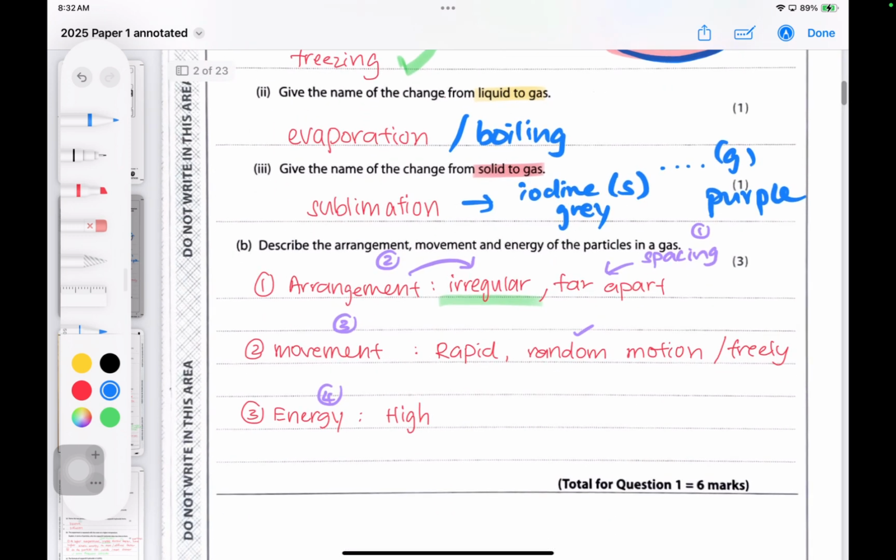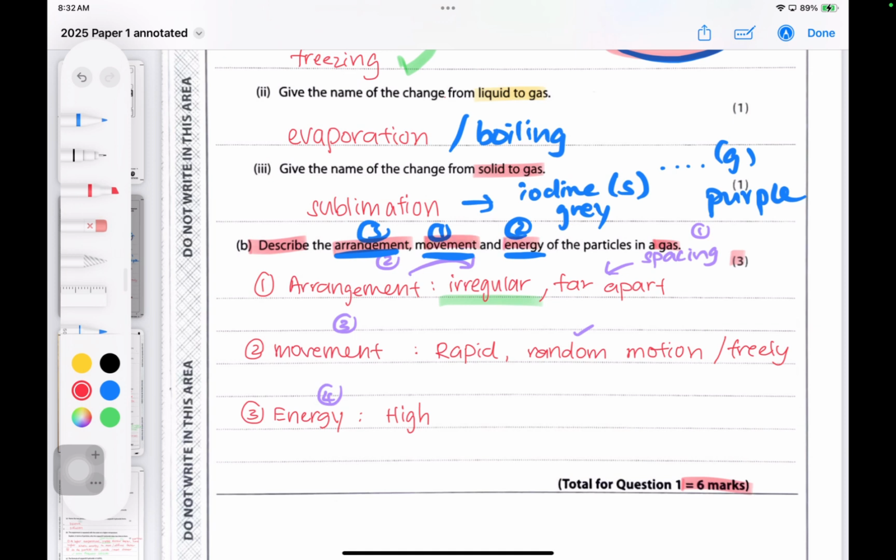Okay, and then we have 3 markers here. That's like half the mark for this question. See, this question is only 6 marks, but this describe question alone is 3 marks. Now, why is it 3 marks? Because you need to first talk about movement, energy, as well as arrangement of gas. So we're focusing on gases and the arrangement, the movement, and the energy in them.